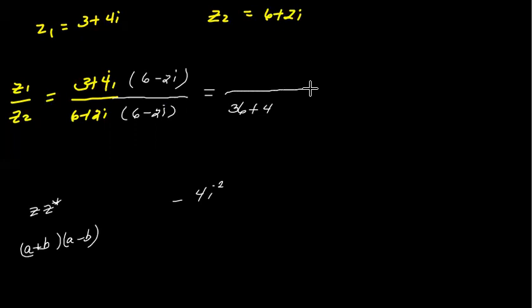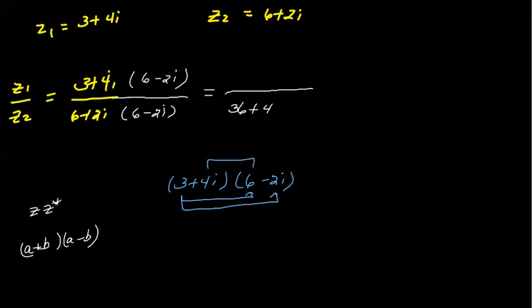So now I just have to do my multiplication for my numerator. Right? So if I do my multiplication for my numerator, what I'm going to have is 3 plus 4i multiplied by 6 minus 2i. So I'll have 3 times 6, and then 3 times minus 2i, 4i times 6, and 4i times minus 2i. All right? So what's that going to give me?